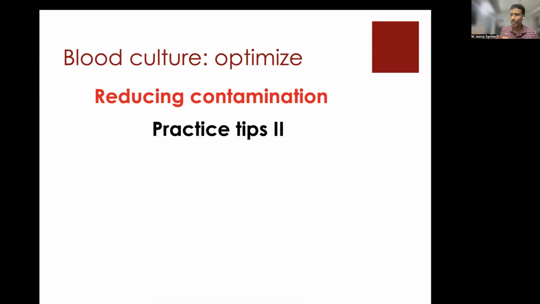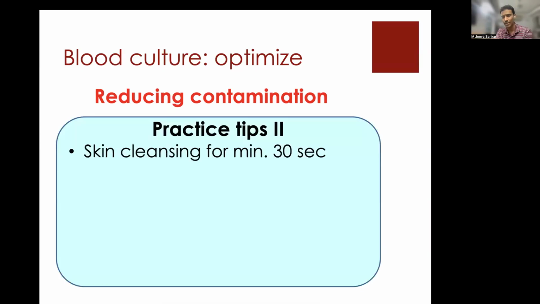Now, on the other hand, you can have contamination. Sometimes 3 organisms grow, or 5 organisms grow, or skin commensals grow. That's a very common report which you see. So how to reduce contamination? Because with contamination, you will be confused whether to treat or not. So that's the other set of tips.